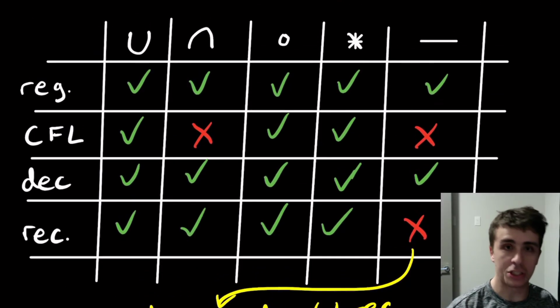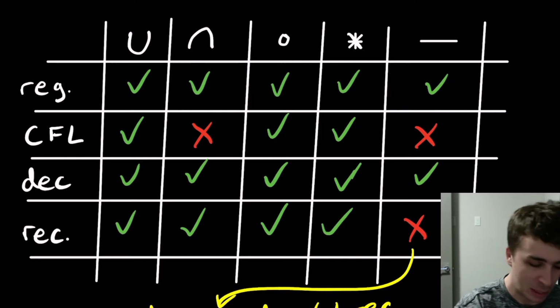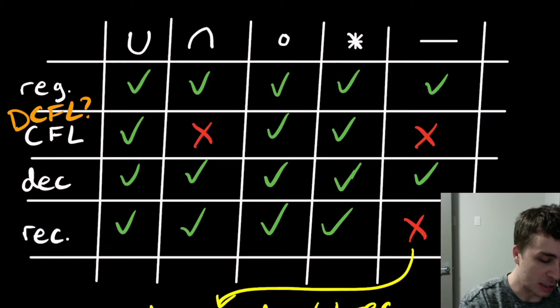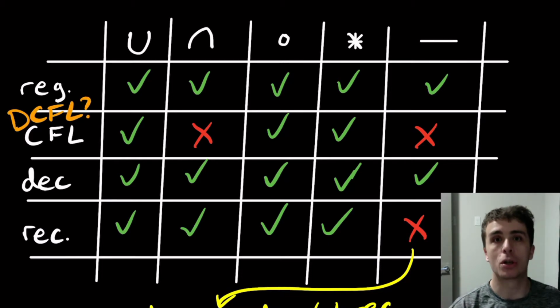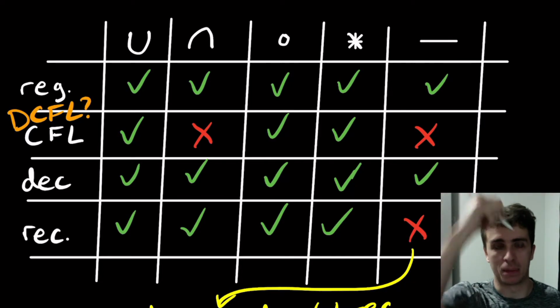And so this is just a little summary table of the main closure properties for the languages we talked about. The glaring omission here is, what about deterministic context-free languages? Which operations are they closed under? Put what you think about them in the comments down below.